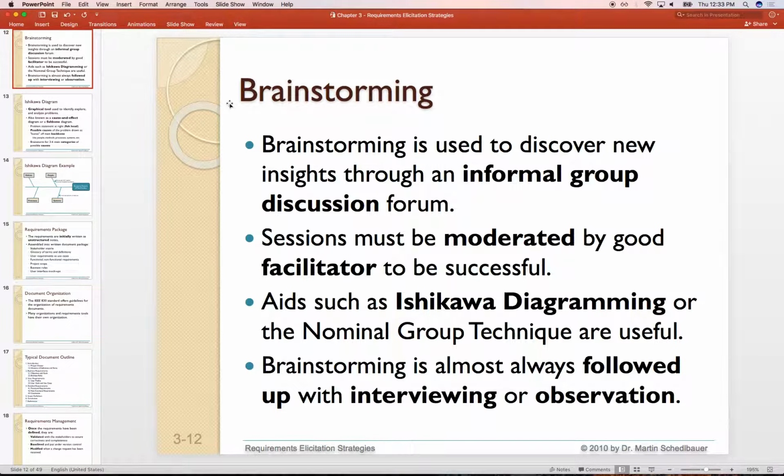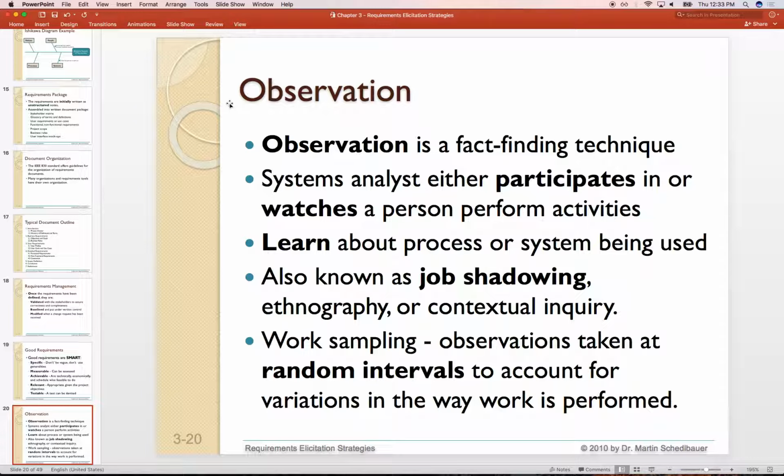So observation is yet another elicitation strategy, where again we're just listening in or viewing how folks interact with the current system, shadowing them and just following them around. Sometimes it's very awkward, depending on who they are.